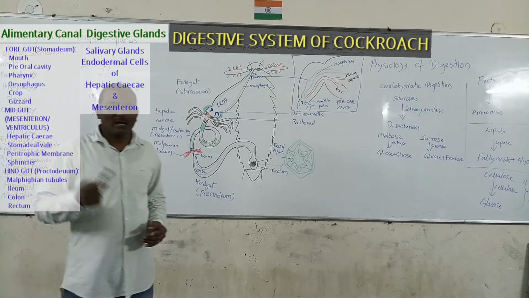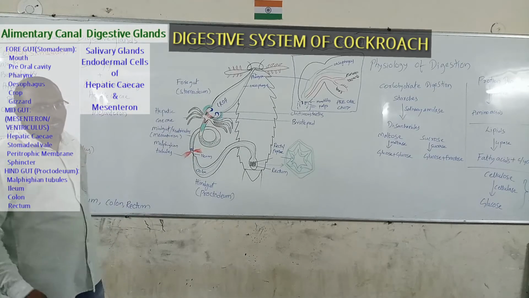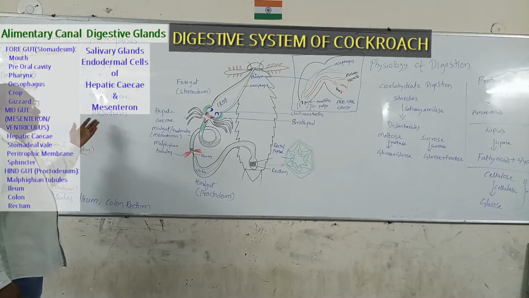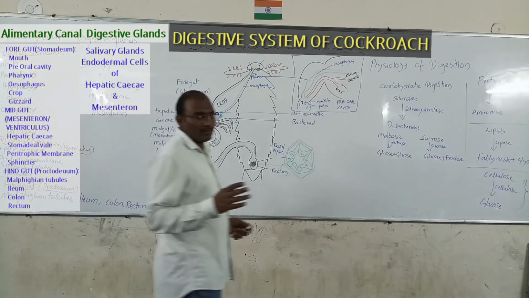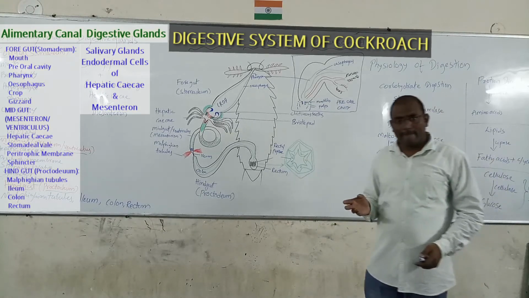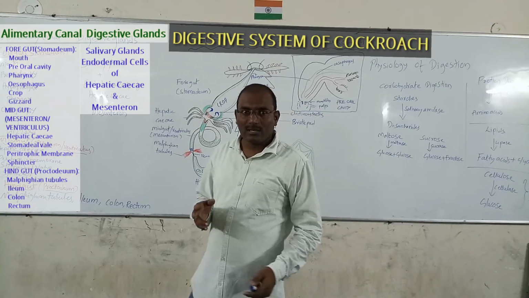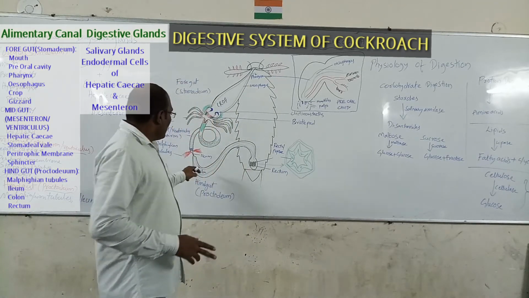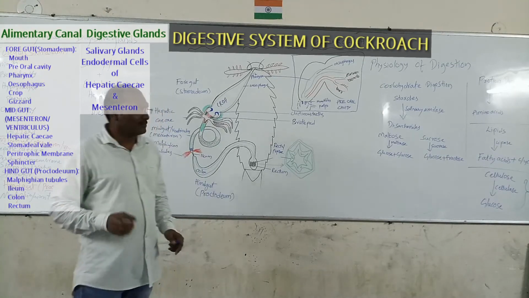Digestive system of cockroach includes alimentary canal and digestive glands. Digestive glands include salivary glands, endodermal cells of hepatic caeca and mesenteron. Alimentary canal is divided into three regions, namely foregut, midgut and hindgut. Foregut is also called stomodaeum. Midgut is also called mesenteron or ventriculus. And hindgut is also called proctodaeum. Proctodaeum means anus.